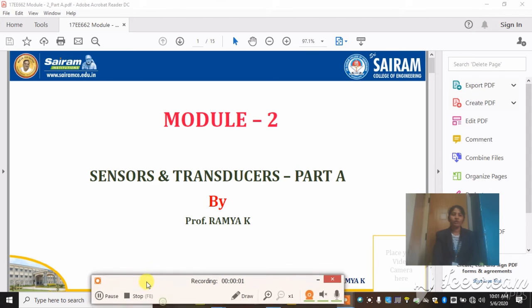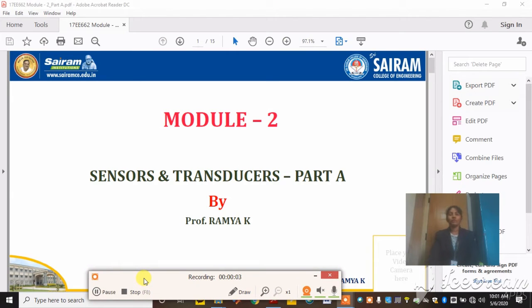The second module comprises the second half of your sensors and transducers. In the first half we have seen the basic transducers like resistive transducer, inductive transducer, capacitive transducer and photoelectric transducer. In the second part, the first topic is strain gauge.